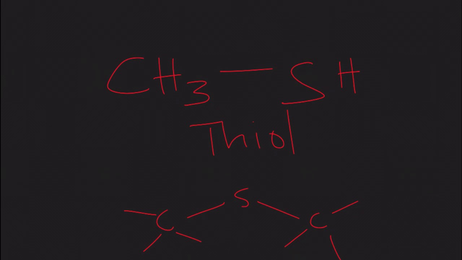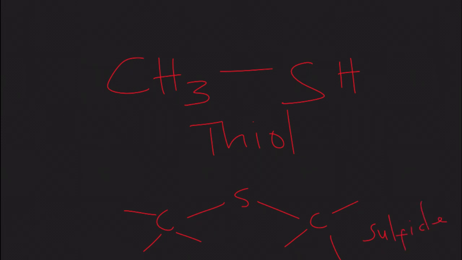Take note, a thiol is bonded to a carbon with a single bond, but the thiol is at a terminal end. It is not connecting two carbons together. But when we have a sulfur that connects two carbons together, it's called a sulfide group.